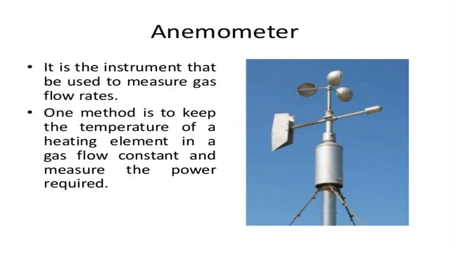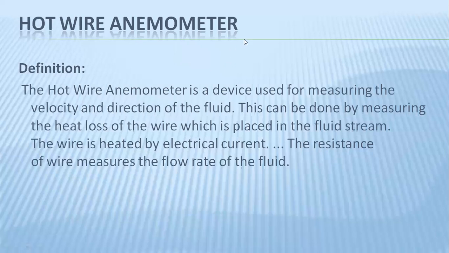Whenever the gas touches that hot wire, the hot wire is cooled. Then the sensors automatically calculate the flow rate of the gas in this anemometer. So that is the anemometer. And what is a hot wire anemometer? A hot wire anemometer is a device used for measuring the velocity and direction of a fluid.